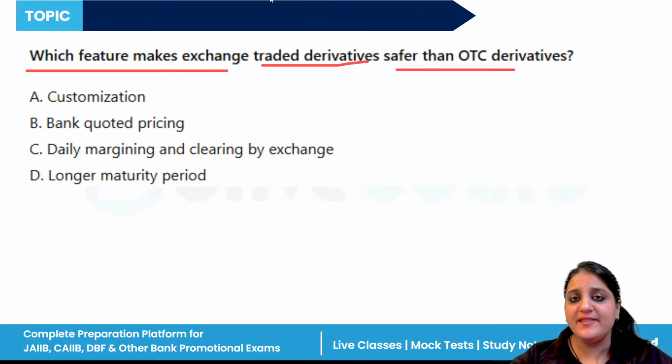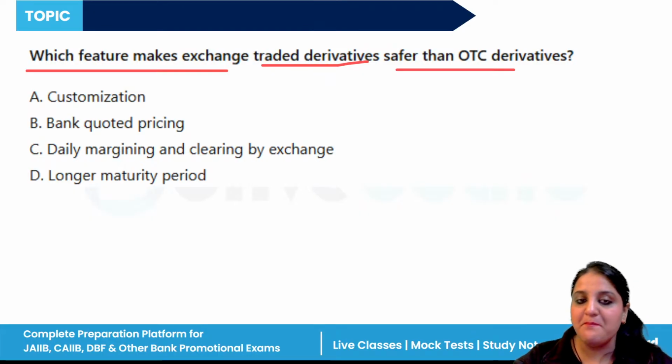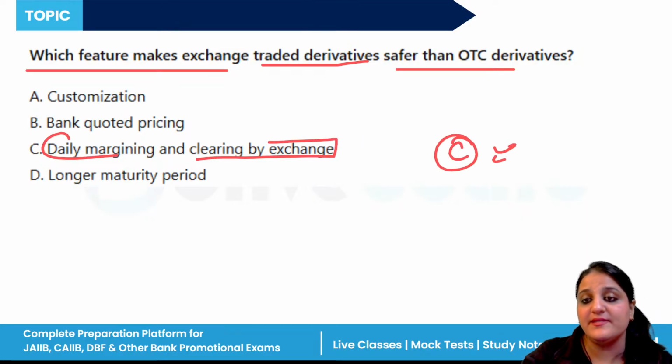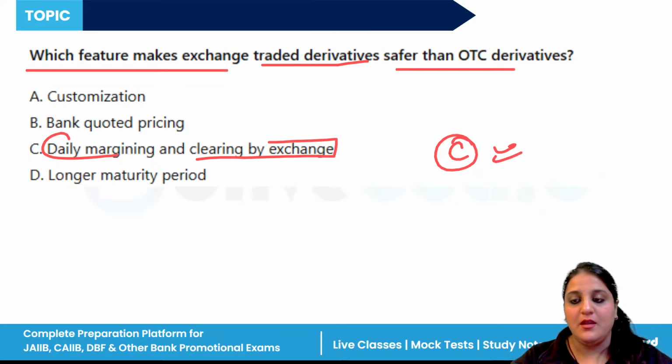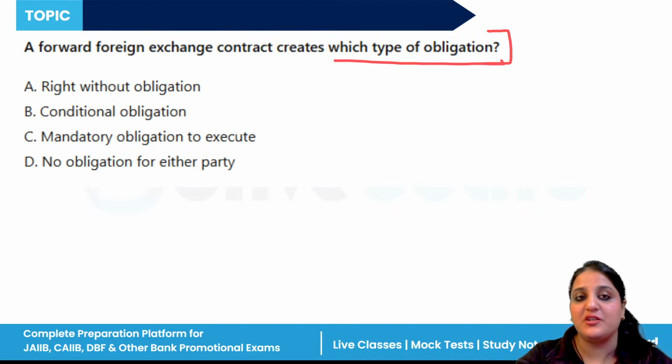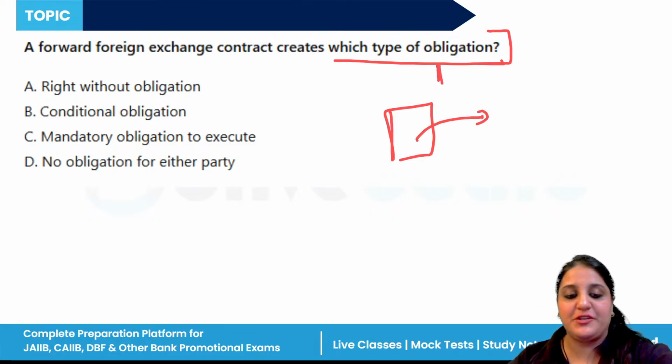So, in this, we can say margins are collected daily. This eliminates the counterparty risk, which makes them safer than the OTC derivatives. So, which option is correct? Simple, we have daily margining and clearing by exchange. Option C is correct. Next question. A forward foreign exchange contract creates which type of obligation?